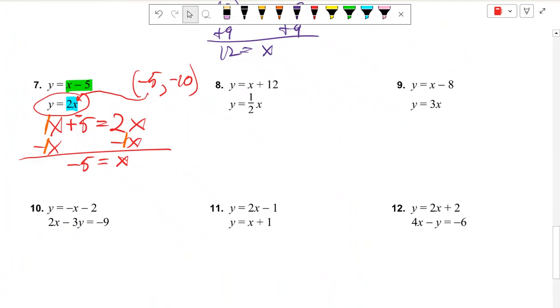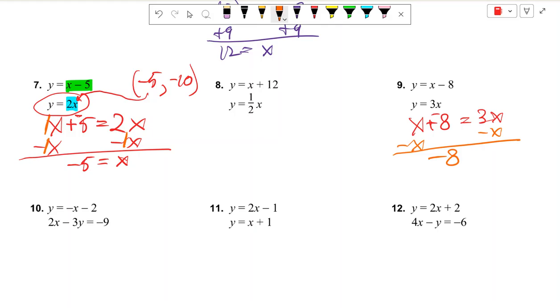Number 9 is very similar. Oops, I am going about it all wrong though. Try it again. I need to move this x term by subtracting x. There we go. Then divide by 2 and x is negative 4.